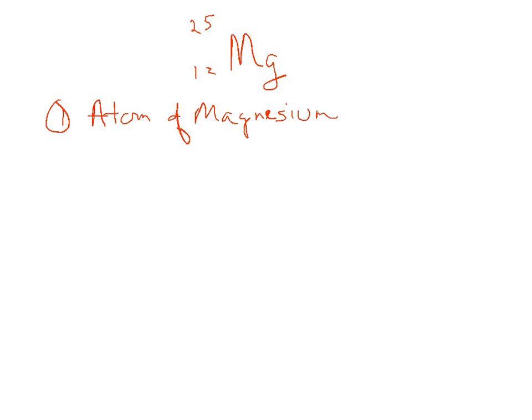So, here is a quiz question. What if you are given this information? Okay? If you're given this, what can you tell me? Well, maybe the first thing you can tell me is that this is an atom of magnesium. Why is it magnesium? Well, it's magnesium because it has 12 protons in the nucleus. That makes it magnesium. If it had a different number of protons in the nucleus, it would be something else. It wouldn't be magnesium. Anything that has 12 protons in the nucleus is magnesium.